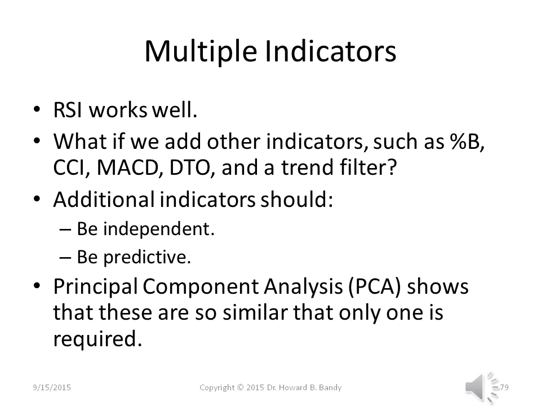You should avoid too many predictors. If RSI works well, and it does, you'd be tempted to add other indicators such as %B, CCI, and so forth. If you do that, the additional indicators should be both independent and predictive. And you will note that by using the mathematical technique called principal component analysis, that these other indicators applied to a single data series are so similar that only one of them is required.